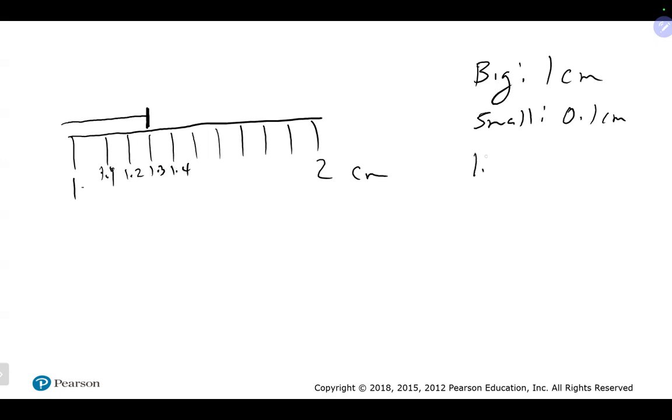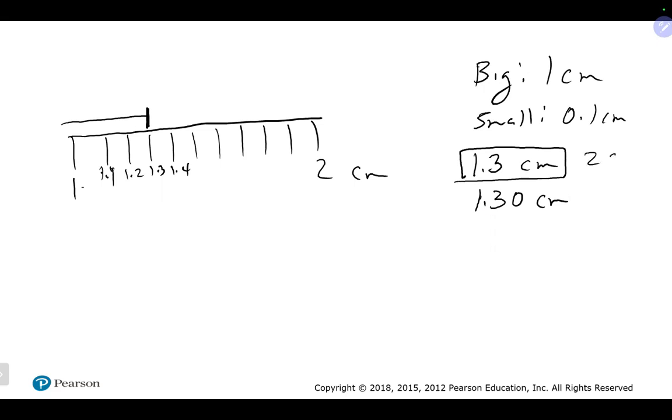Do I record 1.3 centimeters? Do I record 1.30 centimeters? Is there a difference between those 2 measurements? The answer is there actually is a difference between the 2 measurements. So let's analyze this really quick to see that major difference. When I look at this measurement here, how many significant figures would this guy have?